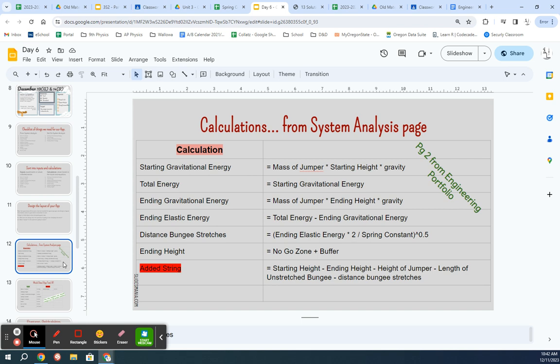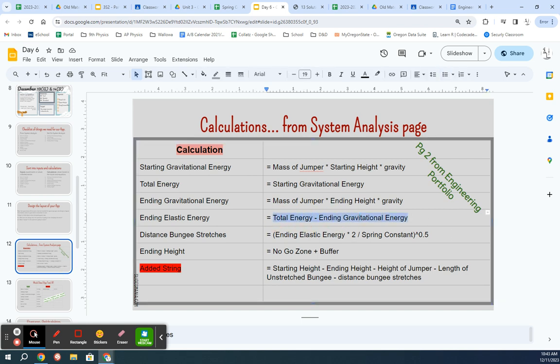Ending elastic energy, we get by subtracting. We know that the total energy at the end is composed of ending gravitational and ending elastic. So if we subtract the ending gravitational from the total, we get the ending elastic energy. We know how much energy is stored in the elastic band.